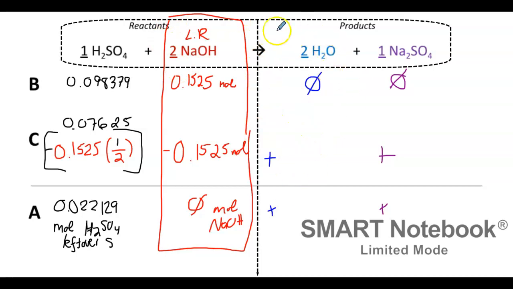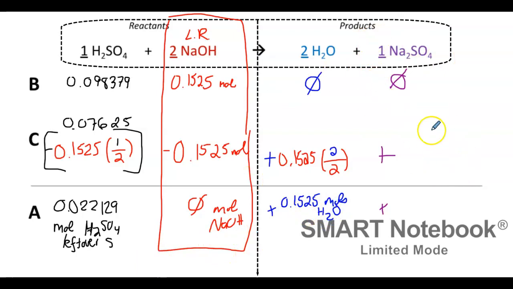So how much water am I creating? Well, it's going to be based off my limiting reactant. So it's going to be 0.1525 moles of my sodium hydroxide times the ratio of the unknown water to the known, oops, well, that's not right. Good thing I double checked. What's the ratio of water to sodium hydroxide? It's 2 to 2. Okay, so what's 0.1525 times 2 over 2? Well, that's 0.1525 moles of H2O created.